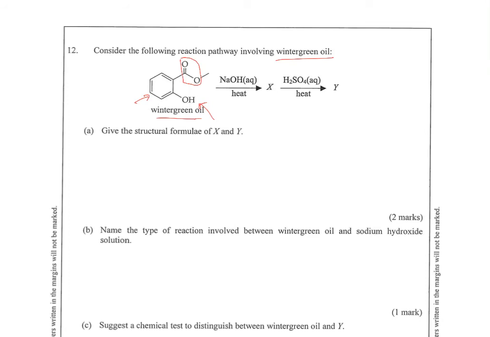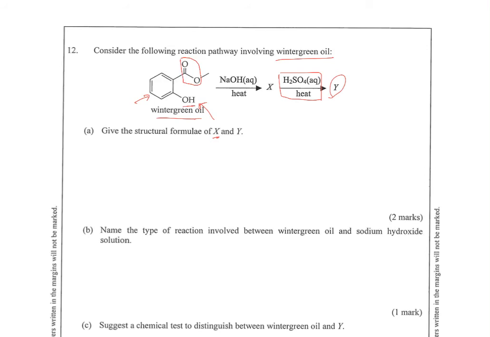alkali hydrolysis. Can you see the ester? So we know the ester can undergo alkali hydrolysis. Also, the amide can undergo acid or alkali hydrolysis. But phenol, the hydroxyl group on benzene, cannot. It has no reaction with the NaOH. After that we add the acid and then form Y. So let's see what happens. Let's work out the structural formula of X first.